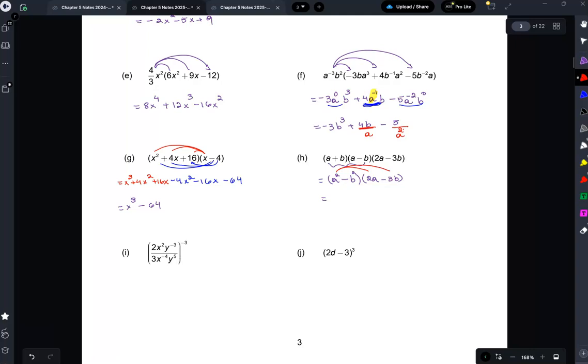Let's do the a squared first. 2a cubed minus 3a squared b. Now let's do the negative b. Negative b squared, it becomes negative 2ab squared. Negative times negative is positive 3b cubed. Scan to see if there are any like terms. There are not, so we're done.